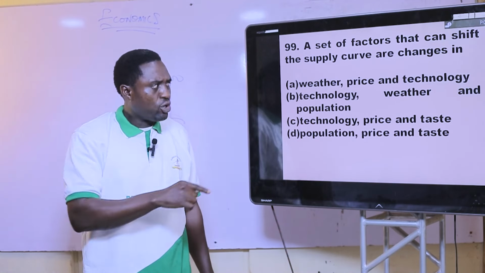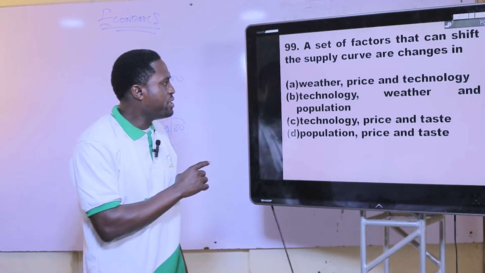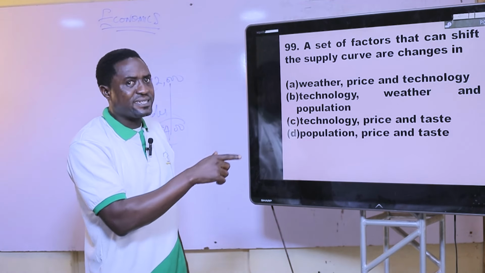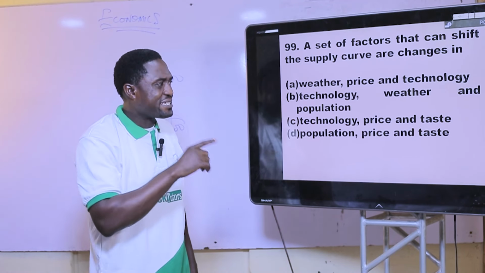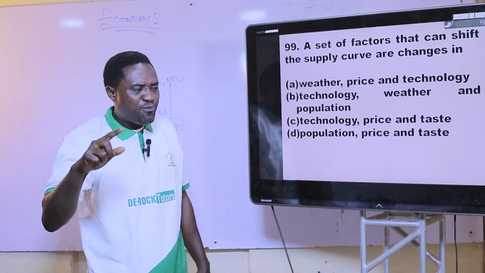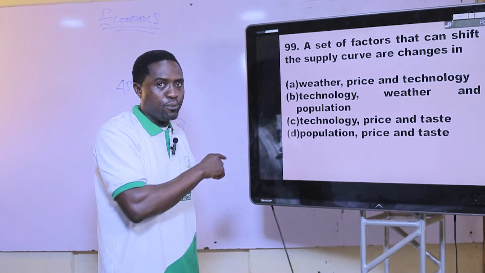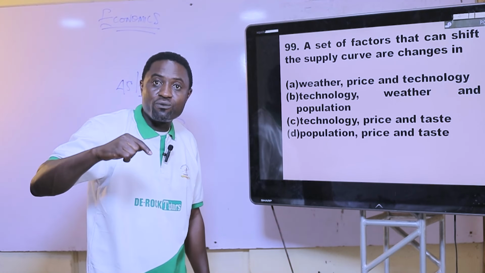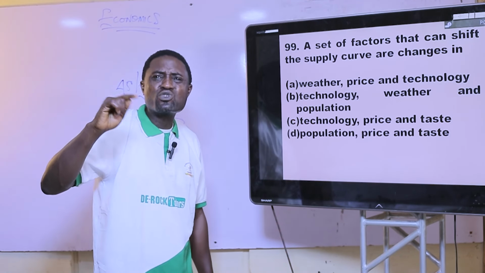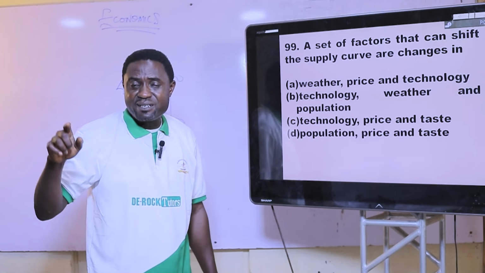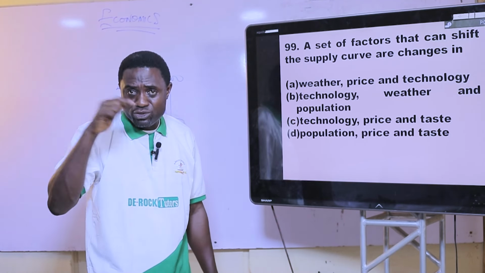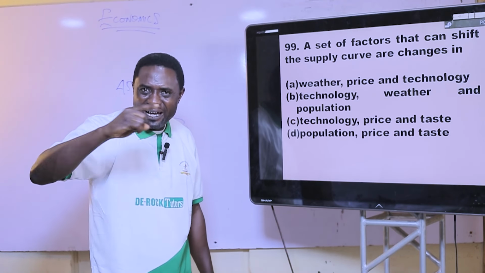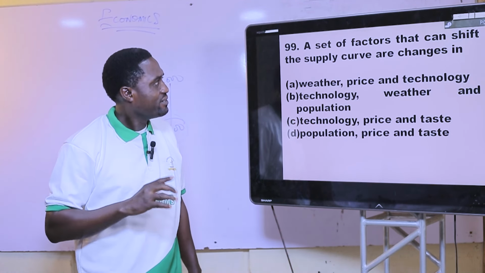Price and technology, because price is there, is out of it. D, technology, weather, and population, is the correct answer. C, technology, price, and taste, cannot be the answer. Population, price, and taste, cannot be the answer. The one that does not have price is technology, weather, and population. That is the correct answer, because other factors apart from the price will cause the supply curve to shift. The same thing is also applicable to demand. Other factors affecting demand will make the demand curve shift, either to the right or the left. But price alone can only cause a change in quantity supplied, or quantity demanded. You understand? That is all about that.